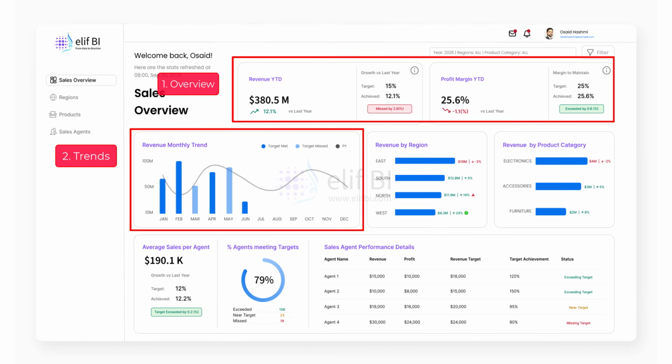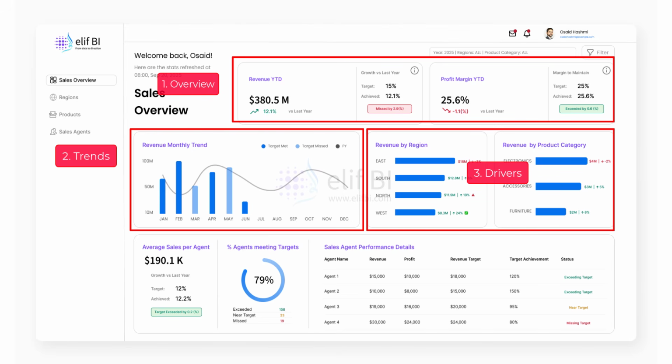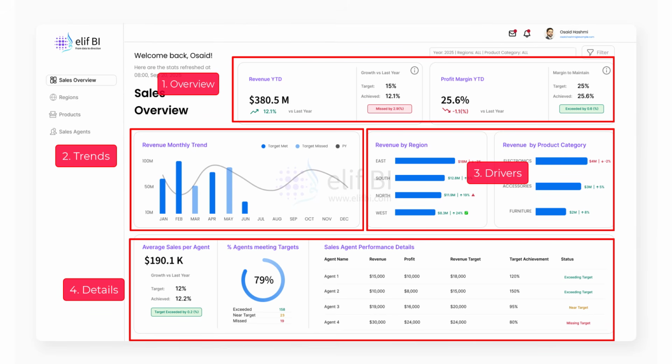The third one is the drivers. It tells us why it's happening. It could be either a product, a region, or a customer is exceeding the expectations or is underperforming. And then we've got the details, which give us the transaction level insights and tells us who is responsible.